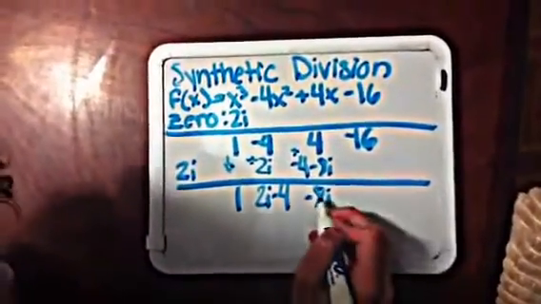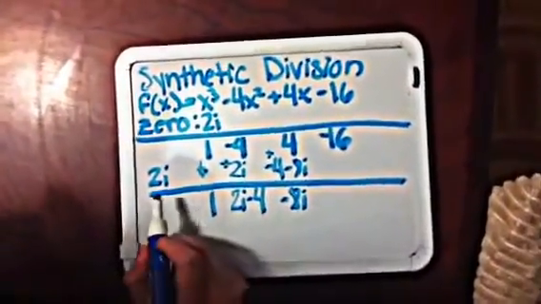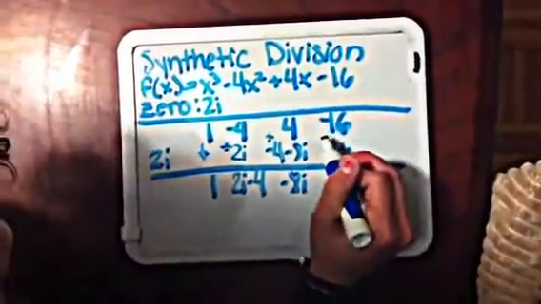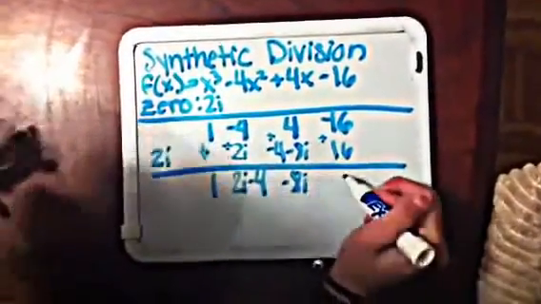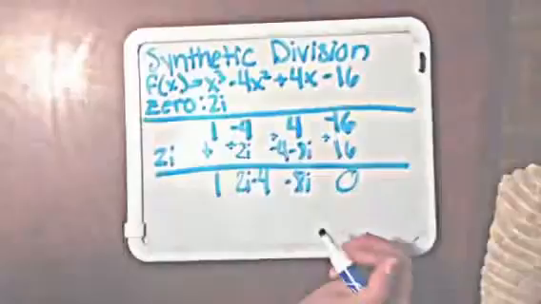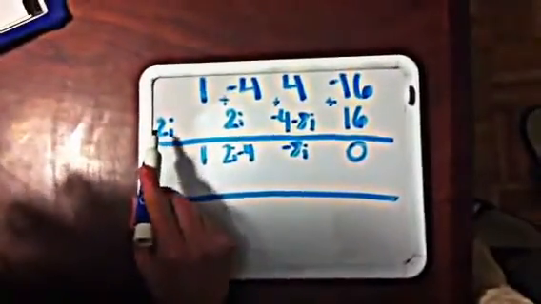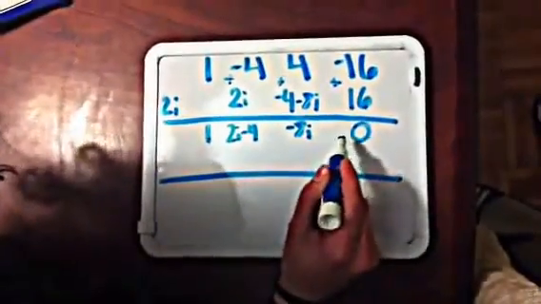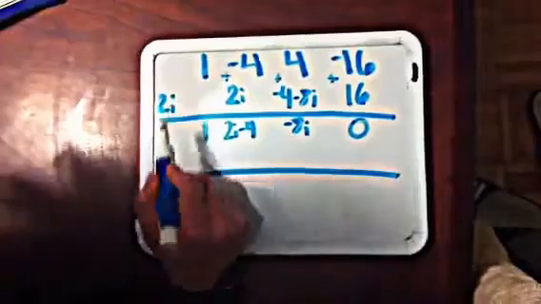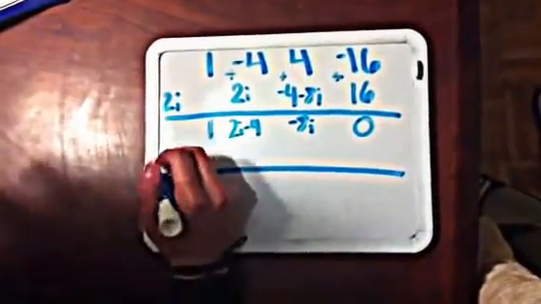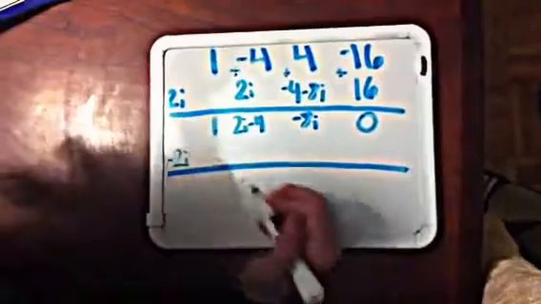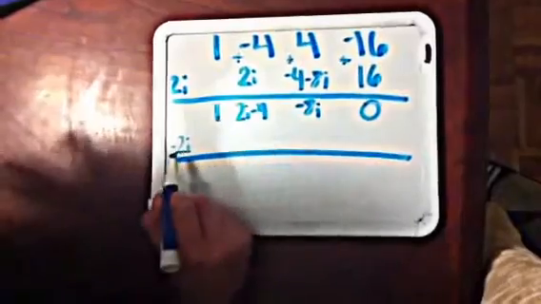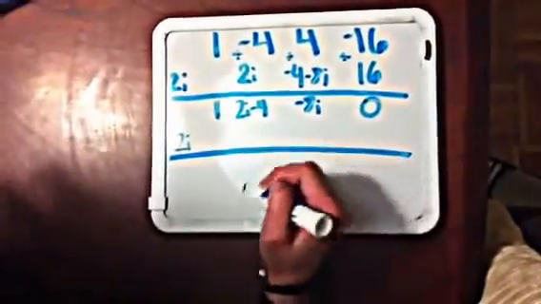Then you multiply -8i times 2i to get positive 16. When you do -16 plus 16, you get 0. After synthetically dividing by 2i, our answer was 1, 2i minus 4, and -8i. When we have the root of 2i, we know that the other root is -2i. Then we would divide this answer by -2i to find another root.